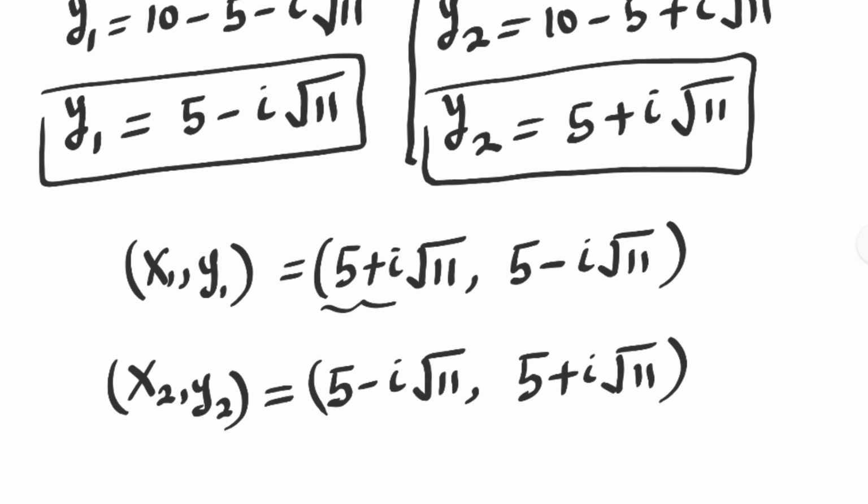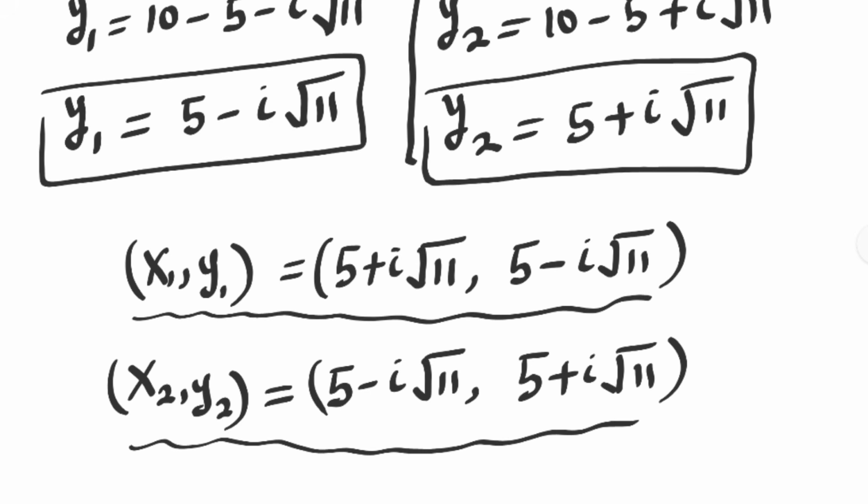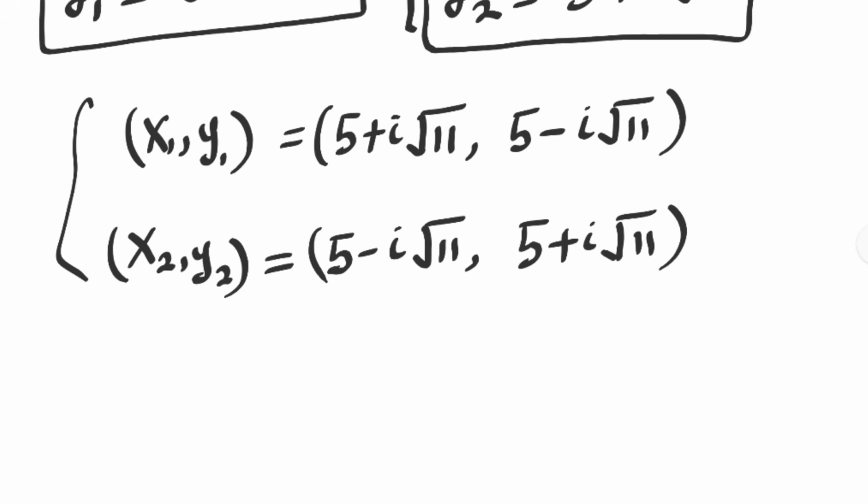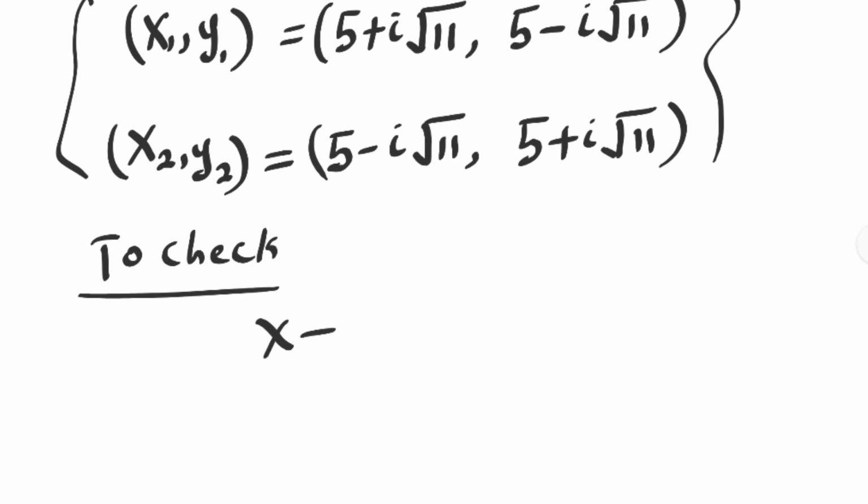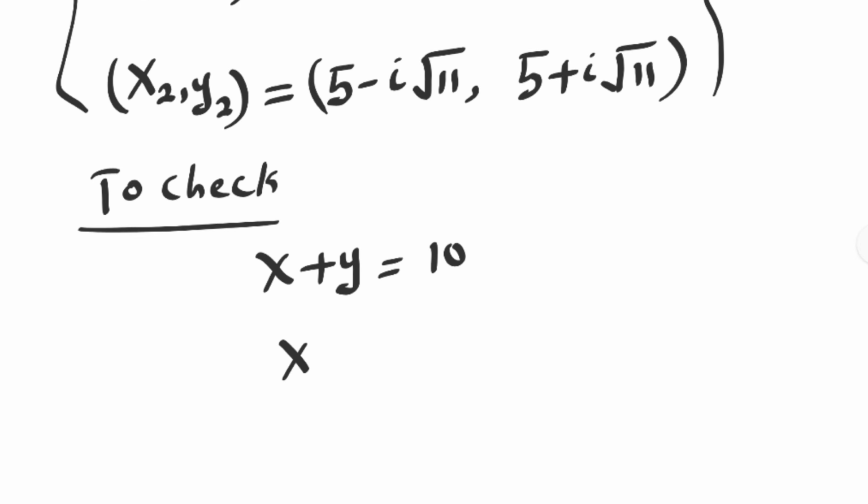You can see that the value of x1 here is equal to the value of y2 here, and the value of y1 here is equal to the value of x2 here. We may check to confirm if this answer is right or wrong. Let us check using this x1, y1. You may also use this x2, y2. To check, we have the given equation. x plus y is equal to 10. xy is equal to 36.